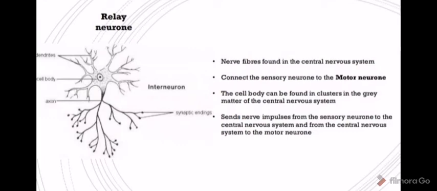Relay neurons are found in the central nervous system. It connects the sensory neuron to the motor neuron, allowing nerve impulses to pass from the sensory neuron to the central nervous system, and from the central nervous system to the motor neuron. The cell body can be found in clusters in the gray matter of the central nervous system.